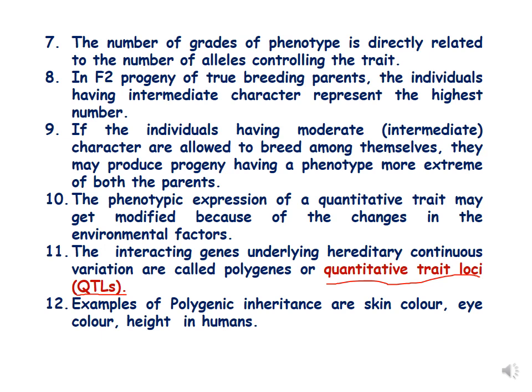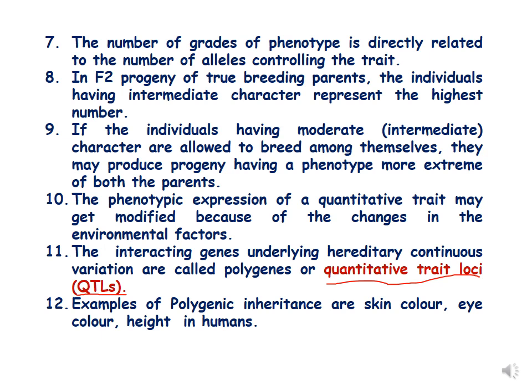The 10th point is that the phenotypic expression of a quantitative trait may get modified because of changes in the environment. So this means that polygenic characters are also affected by the environment. How can we understand this? Say, for example, the skin tone or complexion changes when we go to hills. We become dark colored in plains, and when we spend some time on hills, we become light colored. So polygenic or quantitative characters are also affected by environmental factors.